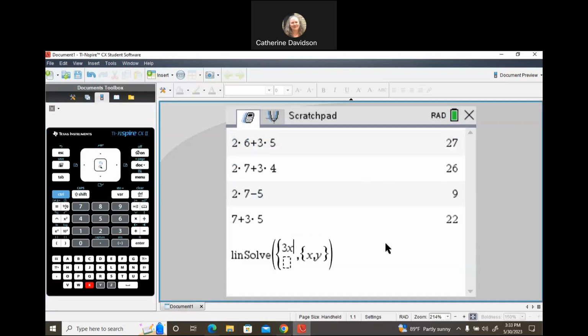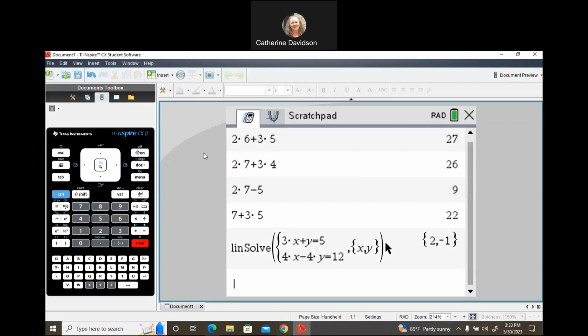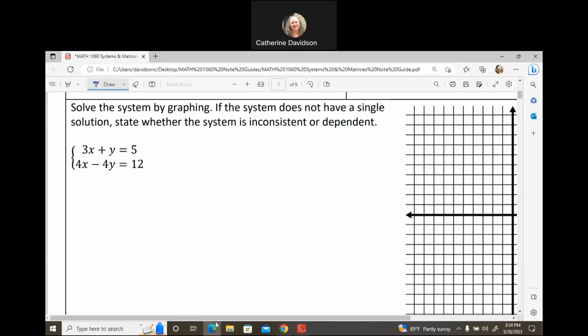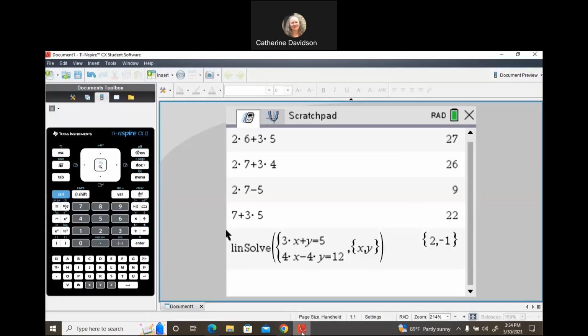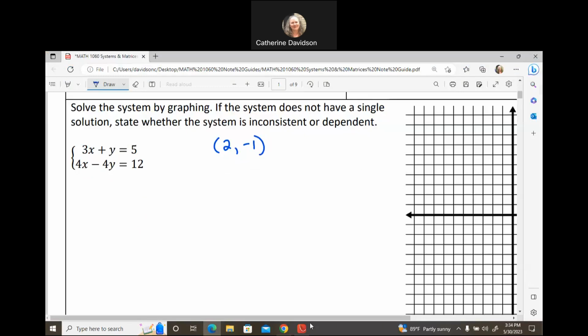With this function, we can put the two equations in. And we did this in 1020, so it may look familiar. This does have one solution. It's at the point 2, negative 1. So that's the point where these two lines intersect. They have that point in common. So this one is a consistent system.